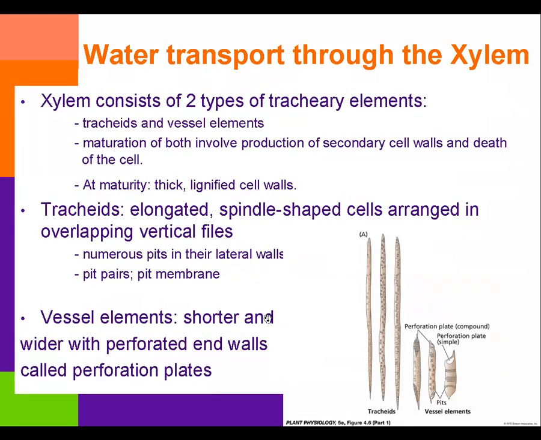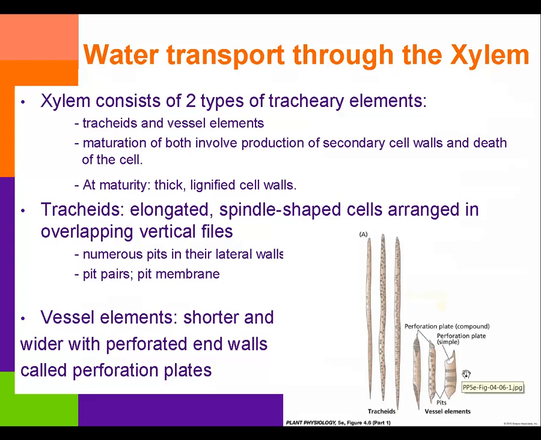So the xylem, as a recap from topic 1, is composed of 2 tracheary elements. They're called the tracheids, which are the primitive form of xylem tissue. They don't allow linear or straight up water. The water has to take a circuitous route up the tree, and it goes from one tracheid cell to another via these lateral pit cells.